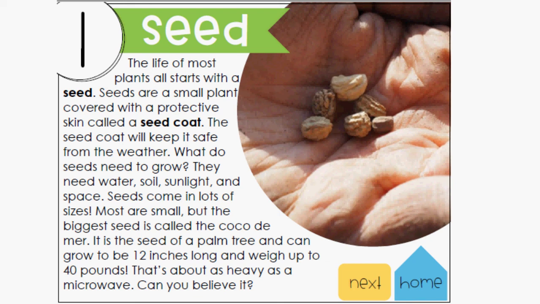This is how a plant begins. We know that seeds are small. They are covered with a protective skin. The seed coat will keep it safe from the weather. We know that seeds need water, soil, sunlight, nutrients to grow. Some seeds come in lots of different sizes. There are teeny tiny seeds, and then some seeds get a little bit bigger depending on what kind of plant it is.